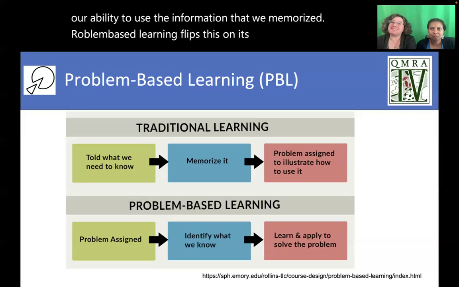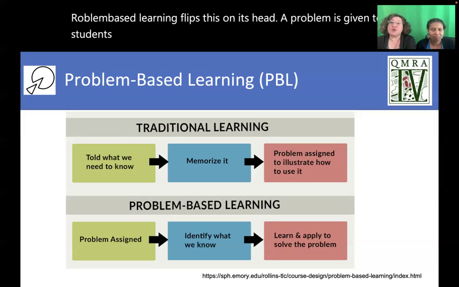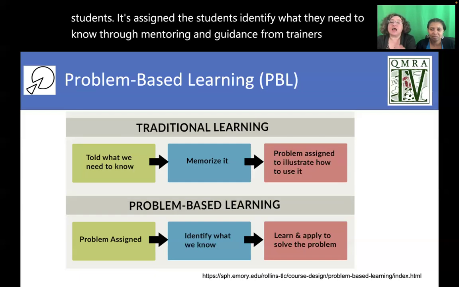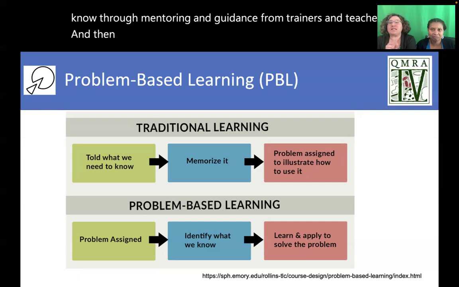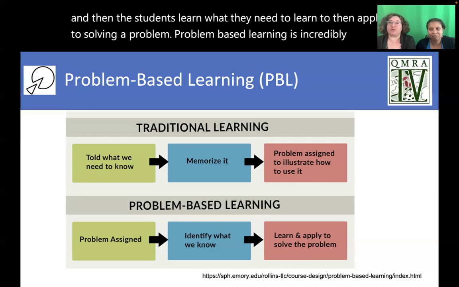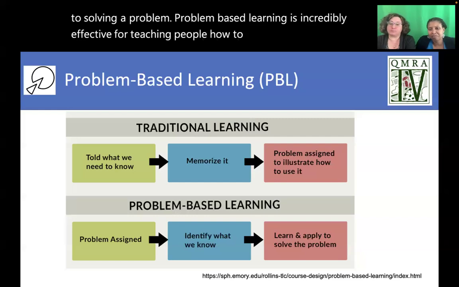A problem is given to students, it's assigned. The students identify what they need to know through mentoring and guidance from trainers and teachers. And then the students learn what they need to learn to then apply to solving a problem. Problem-based learning is incredibly effective for teaching people how to solve problems.